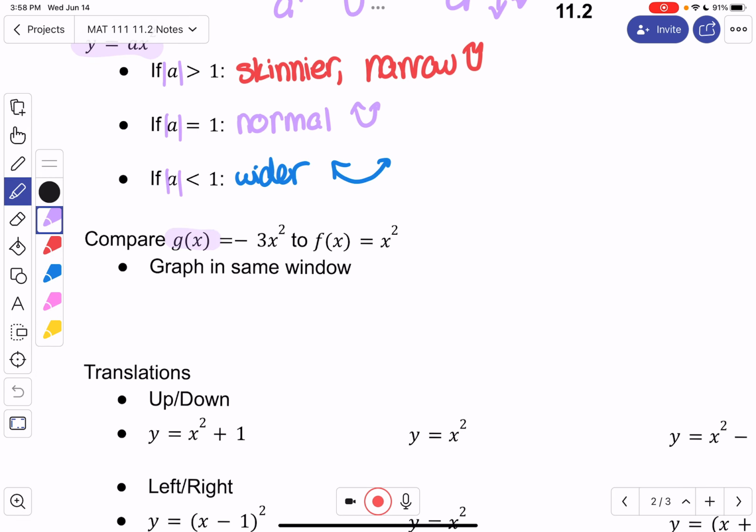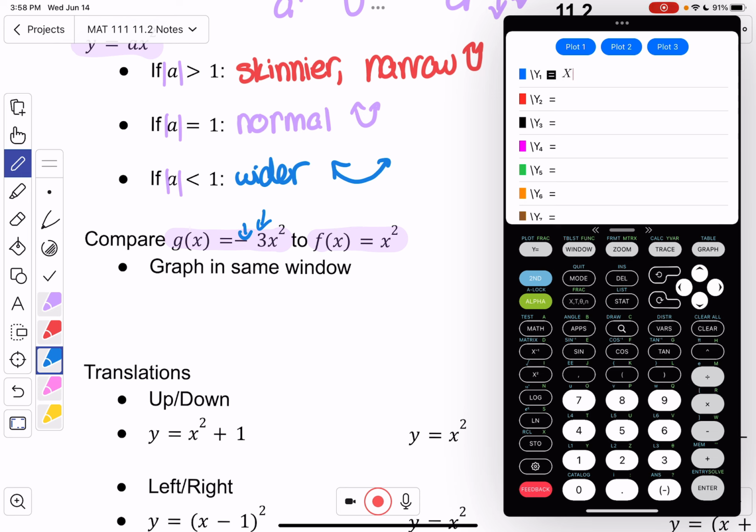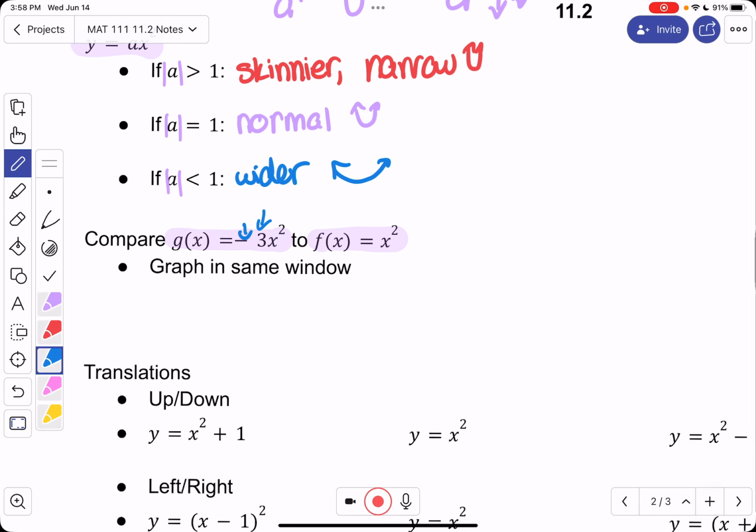Using that information, if we were comparing these two, the negative tells us it's going down, and the 3 tells us it would be skinny. So let's check it out. If I put f of x here, x squared, and then here I put negative 3x squared, we look at them. The blue is our normal. The red is skinnier and flipped. So we can compare them.